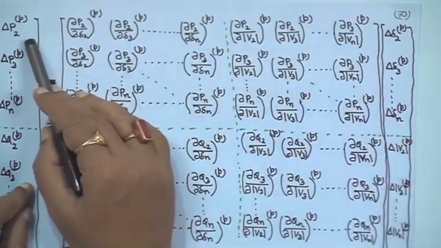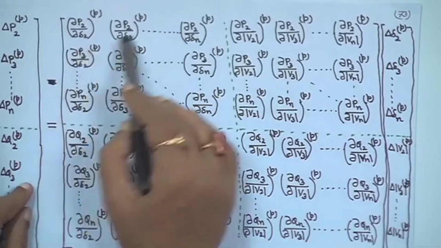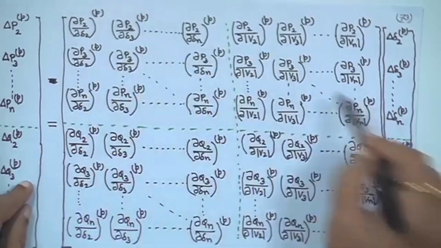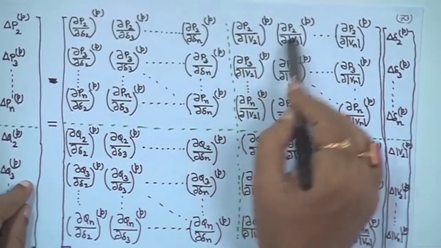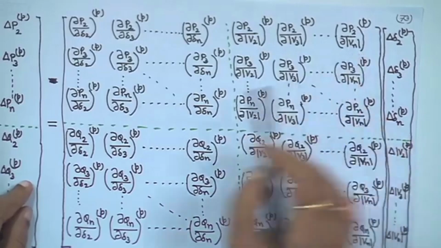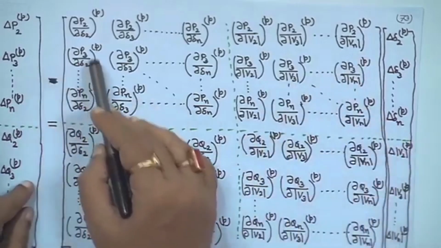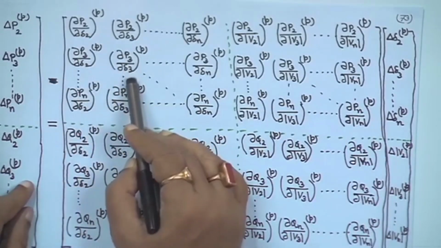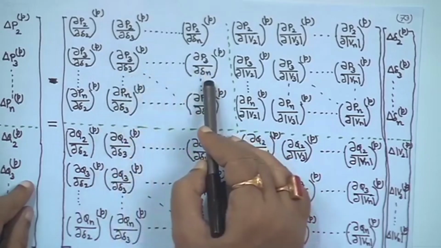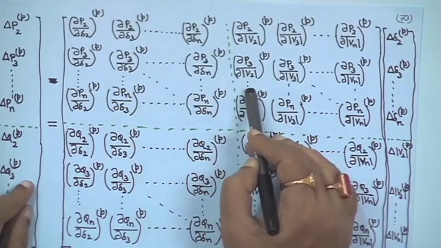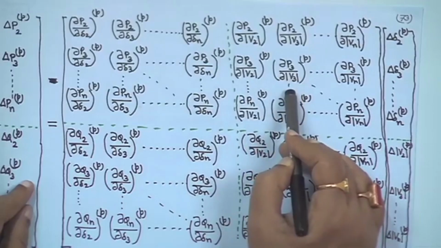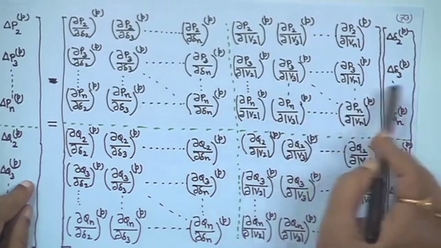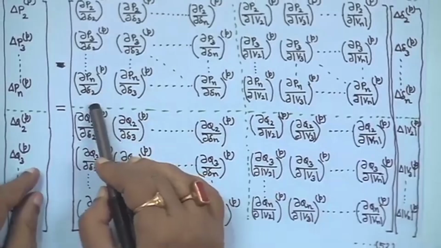And so it is delta P2 upon delta delta2, delta P2 upon delta delta3, and so on, and this part will be delta P2 upon delta V2, delta P2 upon delta V3, and so on. Similarly, here delta P3 upon delta delta2, delta P3 upon delta delta3 and delta P3 upon delta delta n. Similarly, here delta P3 upon delta V2, delta P3 upon delta V3, delta P3 upon delta Vn, right. This way you will come up to the nth term.